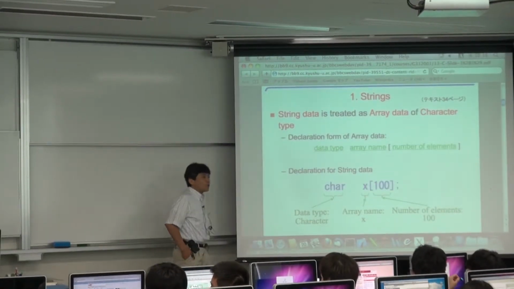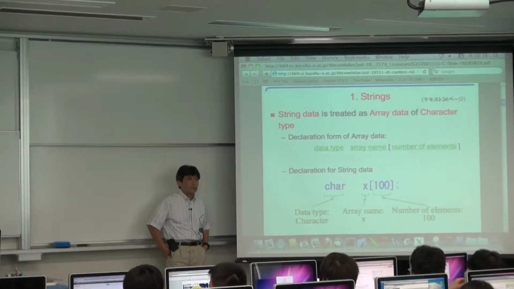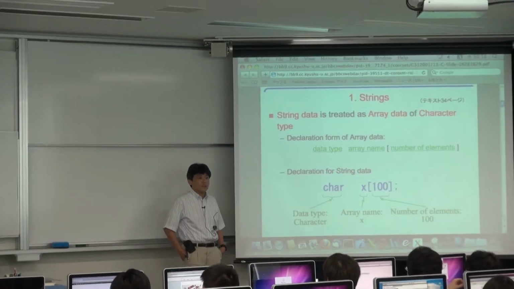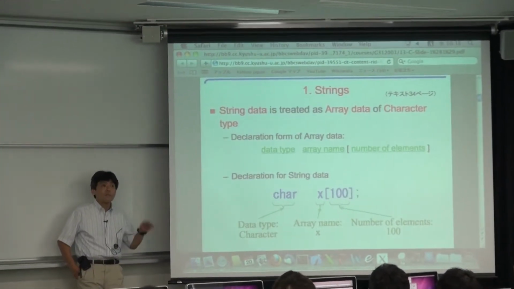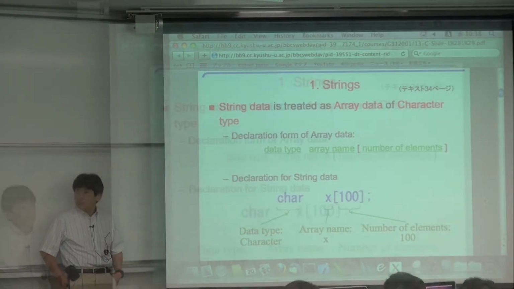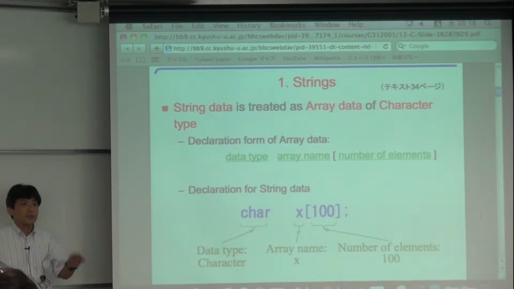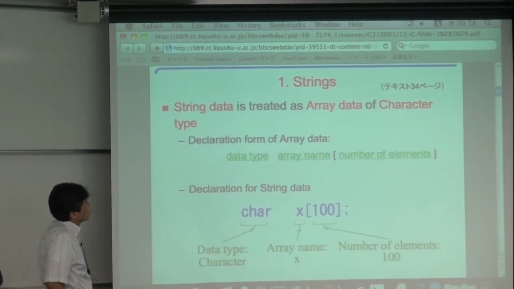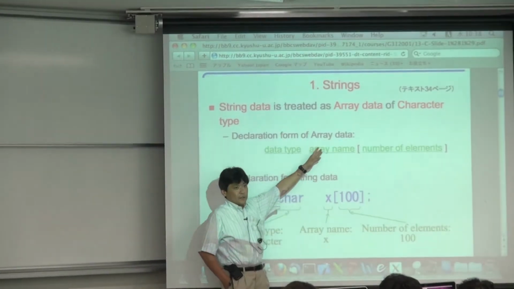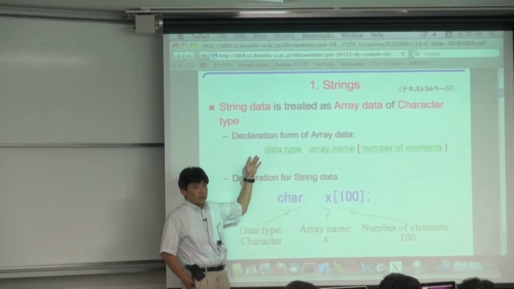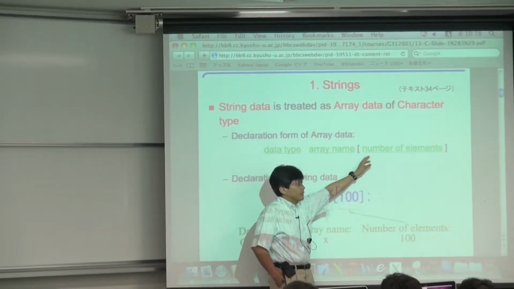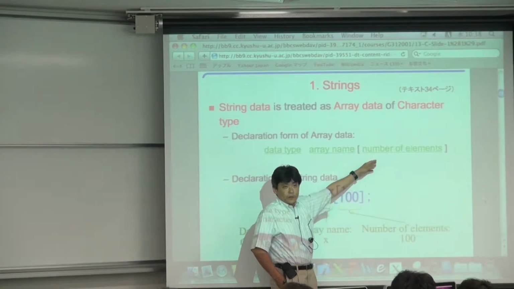As shown here, string data is treated as array data of characters. The data type is character. Usually, a character has 1 byte, that means 8 bits. So string data is an array of such character data. The declaration form of an array, as I already introduced, is the data type and array name, and you have to specify the size of the elements. Okay?